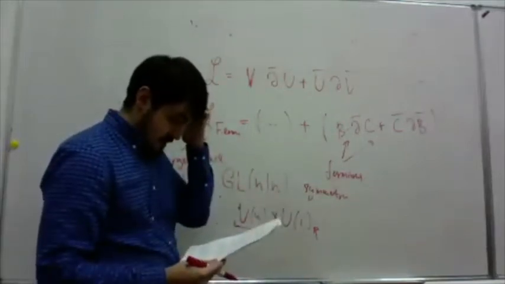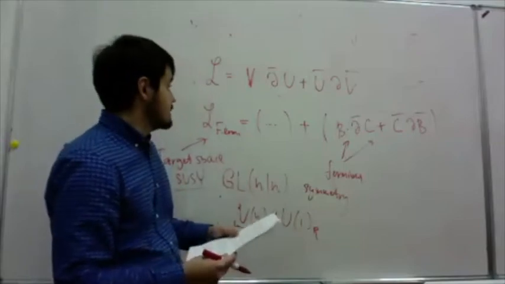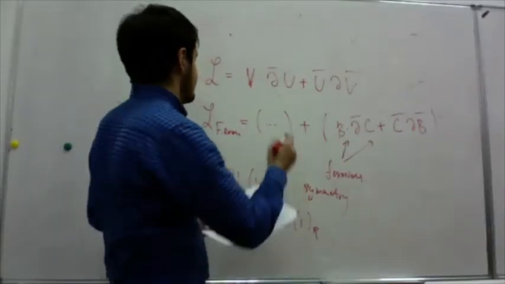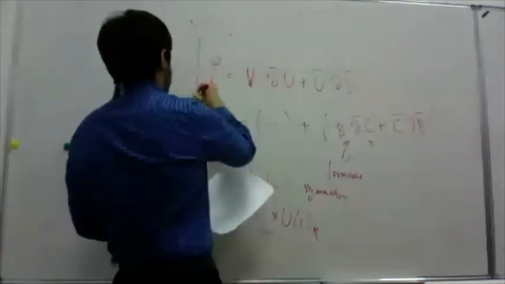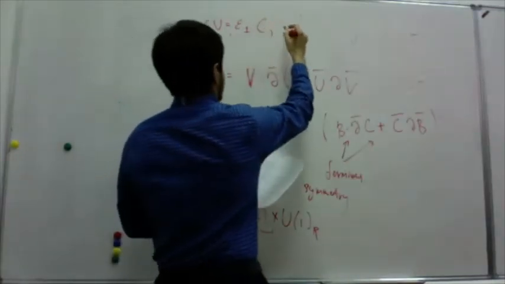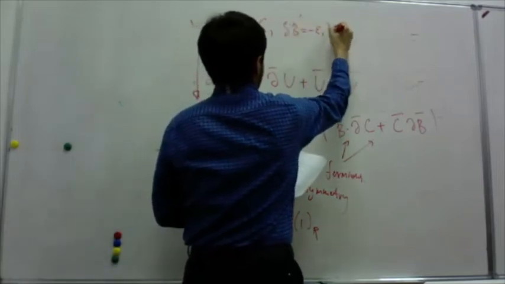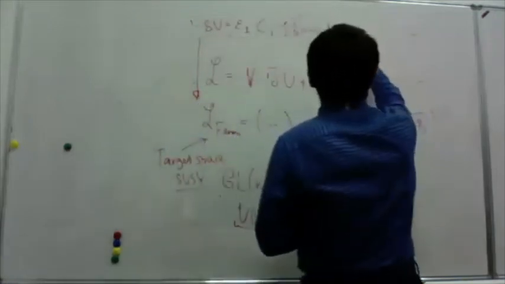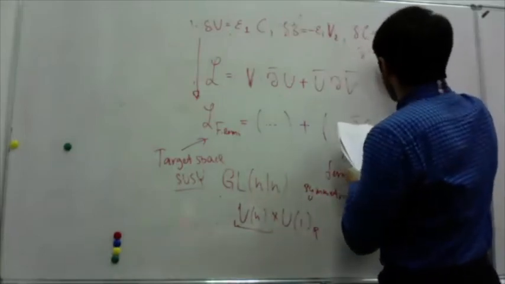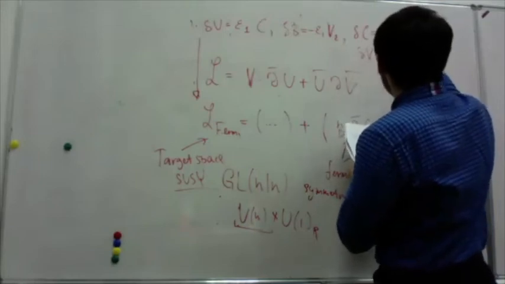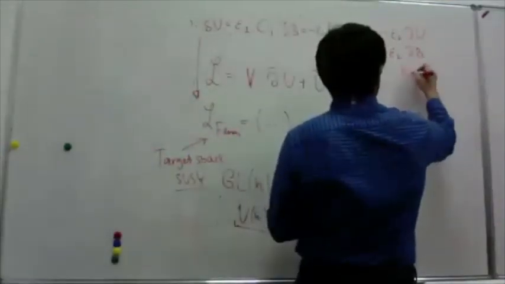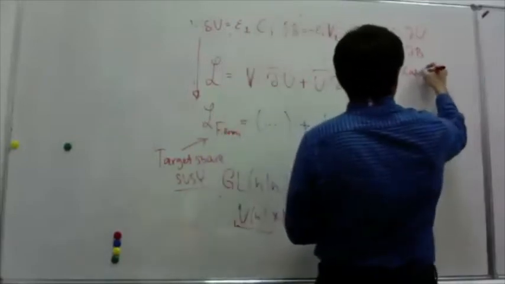So how can one do that? Well, apart from target space supersymmetry, this Lagrangian already has worldsheet supersymmetry. It's elementary: delta u equals epsilon 1 c, delta b equals minus epsilon 1 b. Delta c is epsilon 2 du, delta v is epsilon 2 db. These kinds of transformations were considered in this free model by Augustin in 2005.